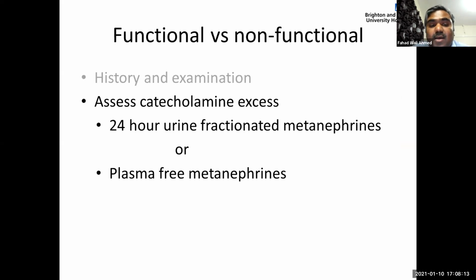Once I've done that, I need to assess if there's any catecholamine excess. We usually do a 24-hour urine collection for metanephrines, or we can also send a plasma-free metanephrine. The sensitivity and specificity of both tests is very good, more than 95%.